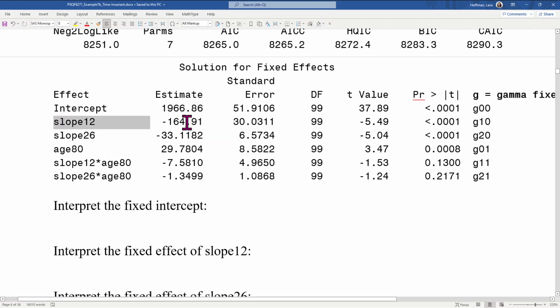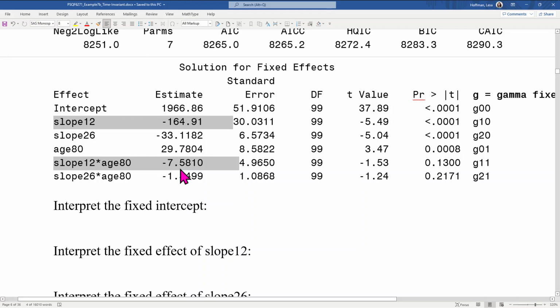So if we focus on slope 1, 2 and its moderation by age, I would say that slope 1, 2 is minus 165 for an 80-year-old. It becomes non-significantly more negative per year of age by 7.6 milliseconds. So this pattern of interaction is a more negative. Your choices, just to remind you, are more positive, more negative, or less negative. Every interaction term is one of those four.